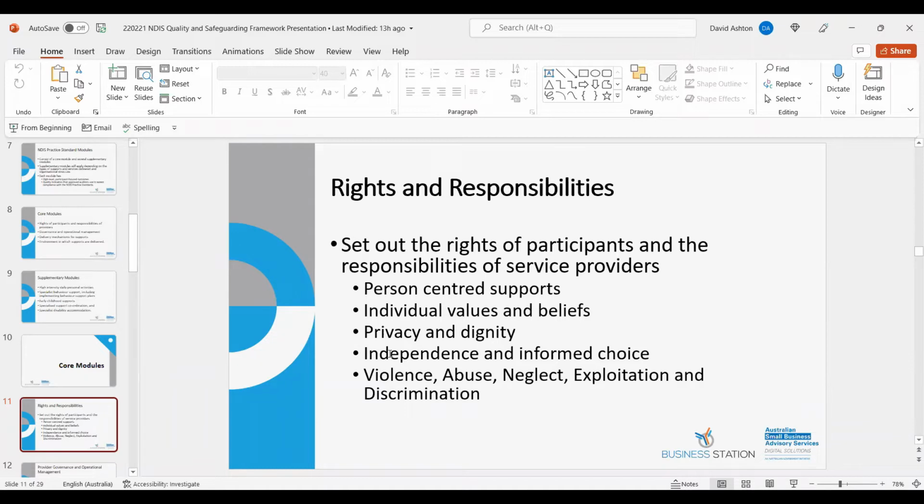So the supports need to be provided free of violence, abuse, neglect, exploitation and discrimination. So that goes without saying, we all have that right. So you need to put in place mechanisms within your organisation to actively prevent that from occurring to the client.